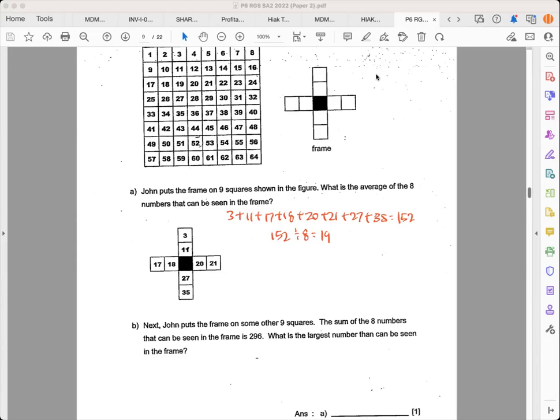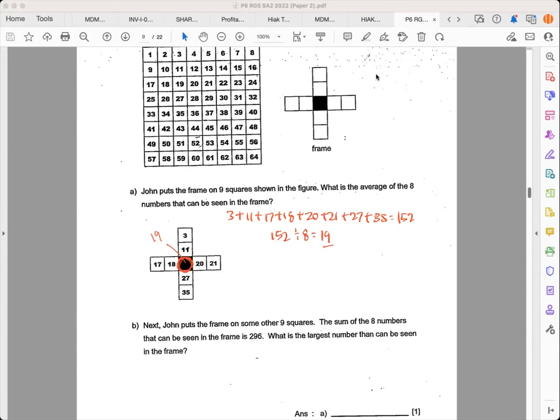Okay, something unique here. Do you notice 19 is also this number, 19? Right? So the average of the frame is in the center. It is the center number of the frame. Now let's answer question B.